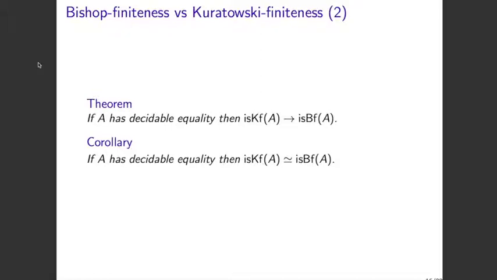Here we need the condition of decidable equality on A for the union case. As we've seen from the table on the previous slide, if A has decidable equality, then Bishop finite subsets are closed under union. And this is the crucial part in this proof.